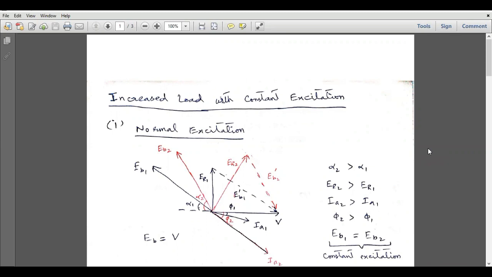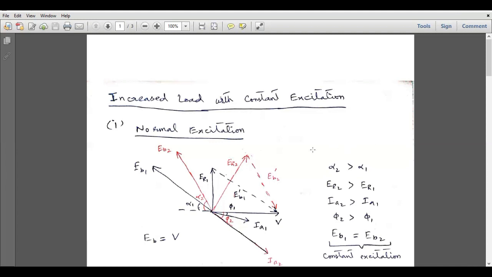In this lecture, I am going to extend my discussion on synchronous motors. The previous lecture was based on the basic introduction, design and working principle of synchronous motors, and in this lecture I will discuss the effect of increased load with constant excitation and the effect of increased excitation with constant load on various parameters of synchronous motors using phasor diagrams.